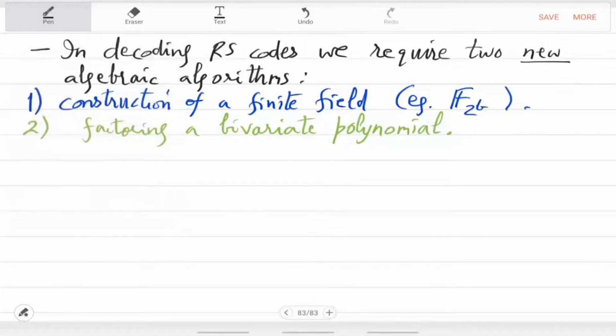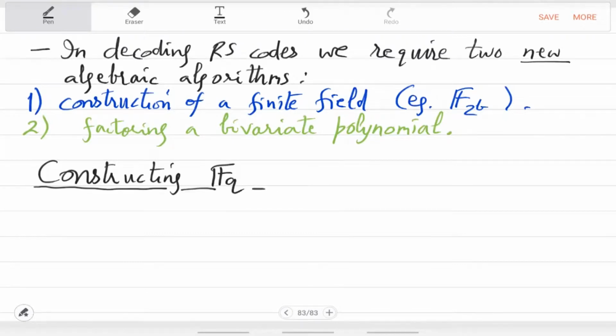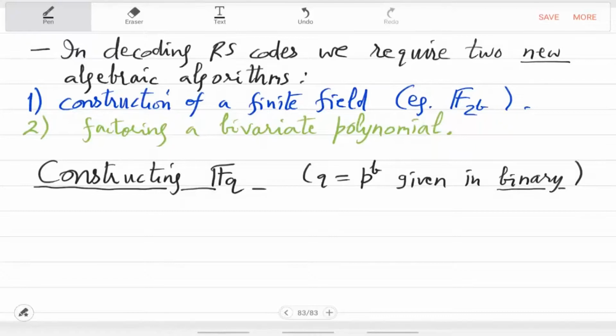Now, if you want to see why it works, well, that is of course hard. So that is what we'll do now. Why should such a thing work? So constructing F_q in general, where q is p raised to b. This is given in binary in the input. Right, so the input size is b log p. So this is simply a number, it is just given to you in the input. And for this number, you have to construct that sized finite field. Right, that's the input output description.